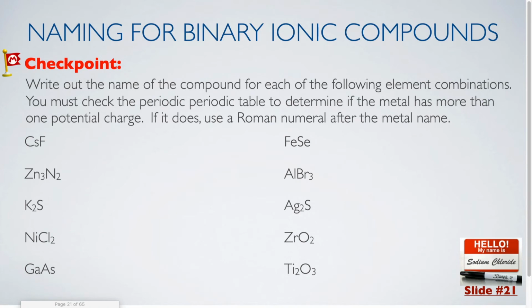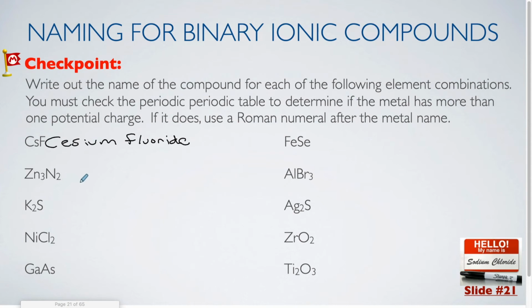In this set of checkpoint questions, we are going to be converting from formulas into names. Remember that for each one of the metals which has more than one charge, we are going to need to place a Roman numeral in the parentheses. In our first example, we have Cs, which is cesium. Cesium always is the same charge, a positive 1, so we do not need to include a parentheses. Fluorine would become fluoride.